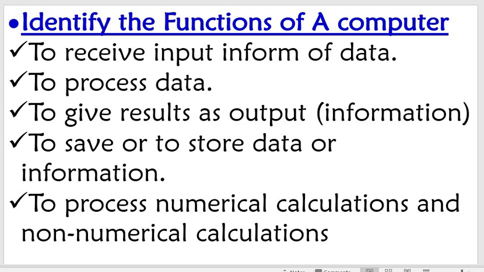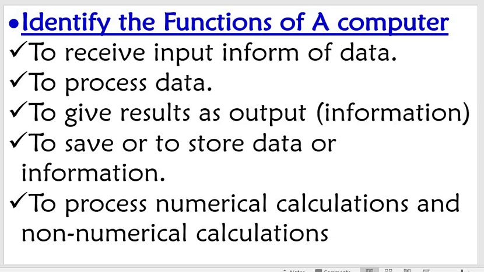If you instruct the computer to arrange the data from small to large or the opposite, large to small, that is processing. It is working on the data according to what you want, or what you have instructed it to do. That is what we call data processing. If it is to save, that's part of processing. So the next function of a computer is to give results.